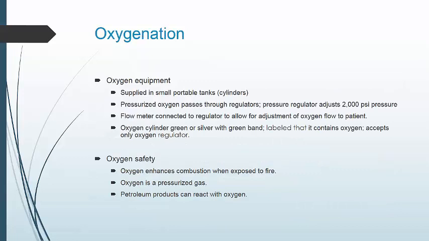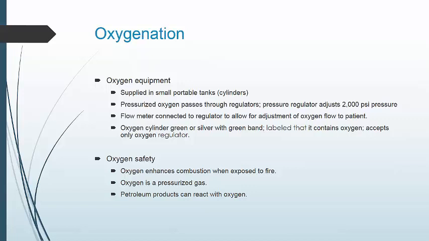Now, oxygen is going to be supplied in small portable tanks called cylinders and in large tanks in vehicles and buildings. Cylinders are going to have a pressure regulator that's going to reduce the pressure to a level that is safe for us to deal with. They're also going to have a flow meter that allows the amount of oxygen being delivered to be adjusted to the patient's needs. These oxygen cylinders are considered full when they have a pressure of 2,000 pounds per square inch, or PSI. The minimum safe residual level is 200 PSI, so they should never be emptied below that level. Okay?